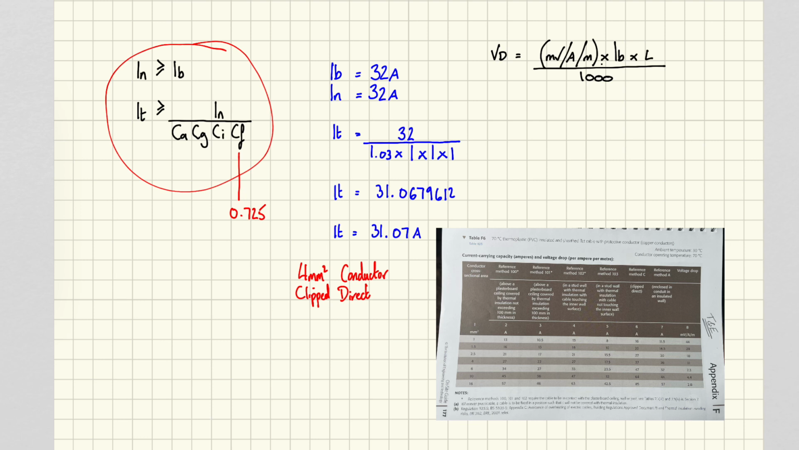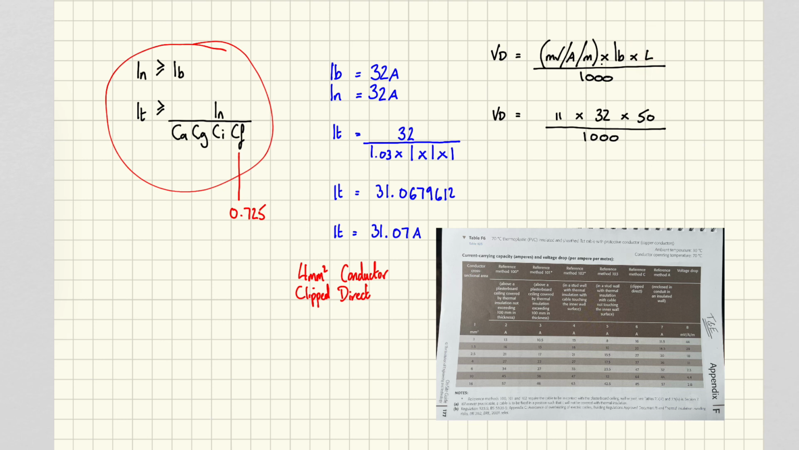So for the circuit that we've been working on, we go for 4 mil, we go across, and that figure is going to be 11. So inputting those data, we've got 11 from our table, which we put here. Our IB, our design current, we've already said was 32 amps, so we're going to stick that in here.